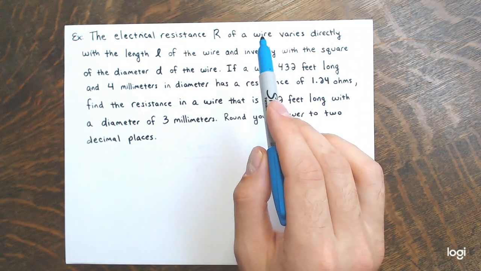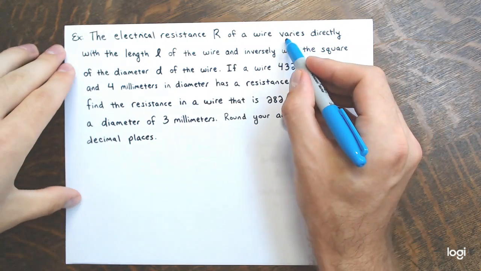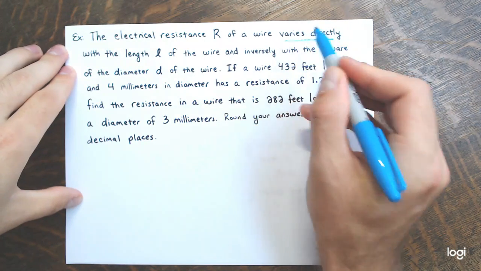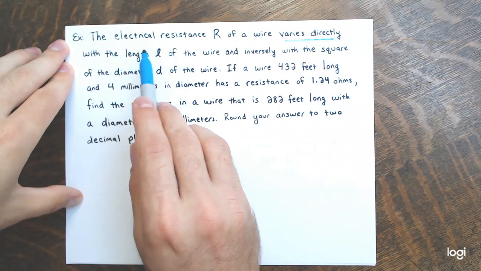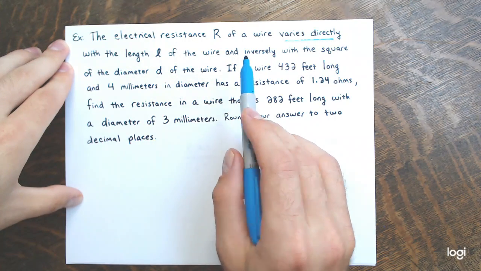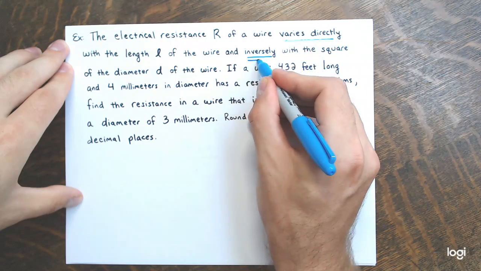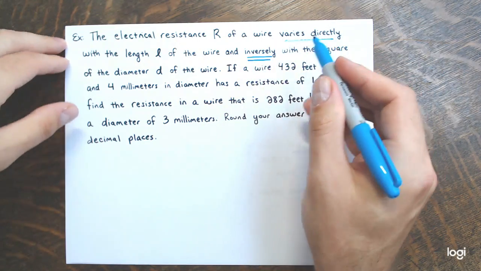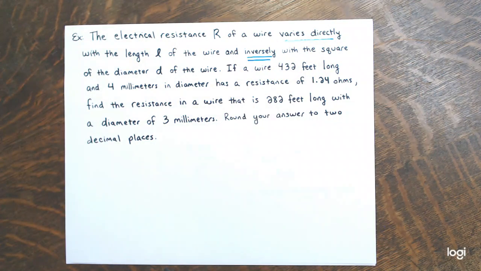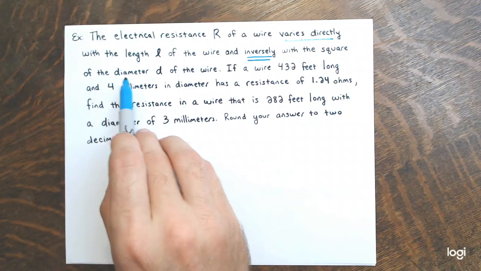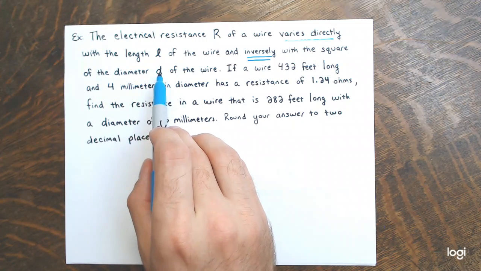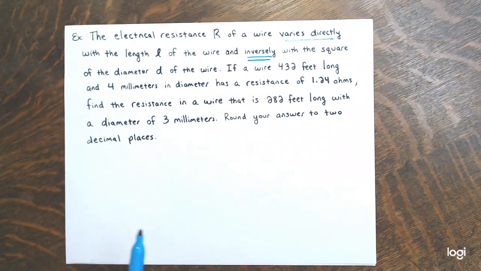The resistance of a wire varies directly with the length L, right? So L represents the length of the wire, and inversely, so see that you've got combined variation, right? Not only does R vary directly with L, but it also varies inversely with the square of the diameter, and the diameter of the wire is D.